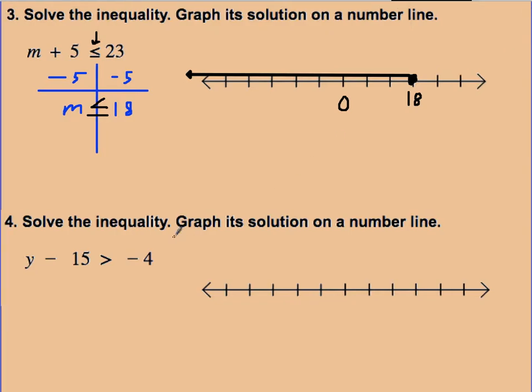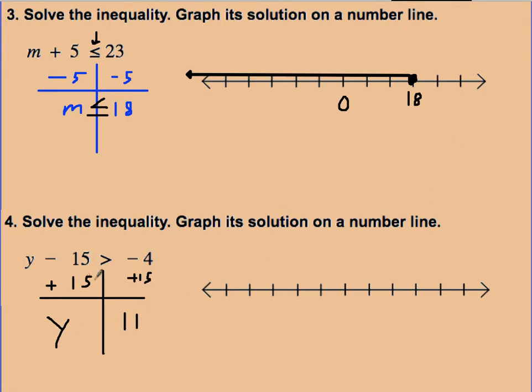All right, let's try number 4, solve the inequality again. So look where the variable is, y minus 15. Do the inverse or the opposite. Plus 15, plus 15. All right, just left with y then because negative 15 and 15 are 0. Negative 4 plus 15, we get positive 11.